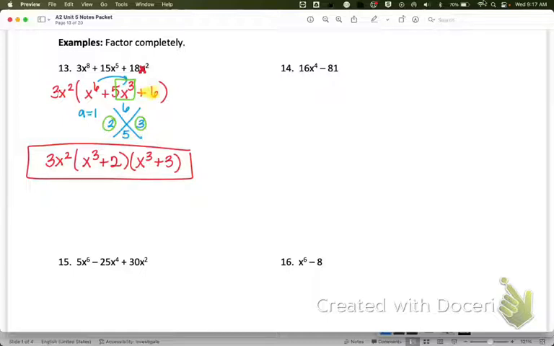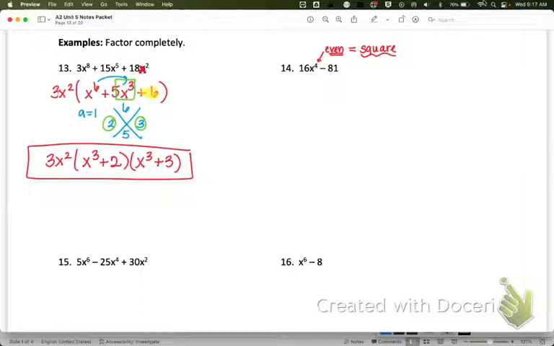Okay? Now, number 14. Let's look and see if there is a GCF. And there is not. Nothing goes into 16 and 81. And so now I see two terms with a minus. So this could be the difference of squares, or it could be the difference of cubes. Since 4 is an even number, we can divide it by 2. That means this is a perfect square. Okay? So I divide it by 2 to see what I squared.